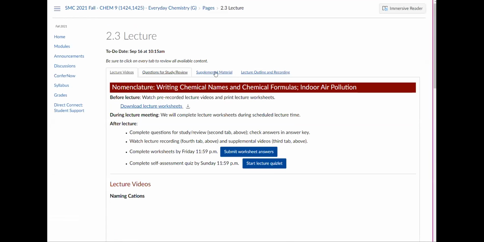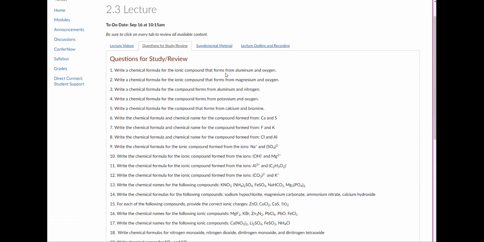So this is in questions for study and review. Write the chemical formula for the ionic compound that forms from aluminum and oxygen. Okay, so I'm going to take some examples here just to get us started. And so this is writing the chemical formula for aluminum and oxygen. I need to write them down first, then I'll switch. And then you want to look at magnesium and oxygen. And then I want to look at aluminum and nitrogen.